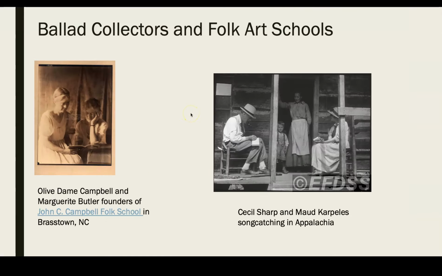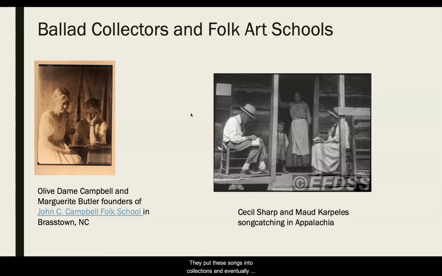One of the ways that people got to know about old-time music in the Appalachian region was through ballad collectors and folk art schools. Olive Dame Campbell and her partner Marguerite Butler were founders of the John C. Campbell Folk School in Brasstown, North Carolina. Olive Campbell had started collecting ballads in the Appalachian region by traveling around and getting people to sing for her. And she would write down the melodies and the words. And Cecil Sharp came along afterwards with his secretary Maud Karpelis and did the same kind of thing.